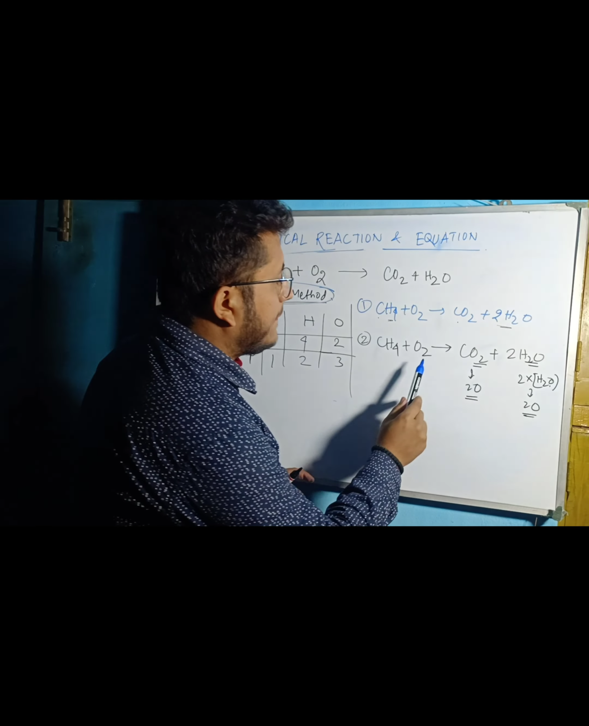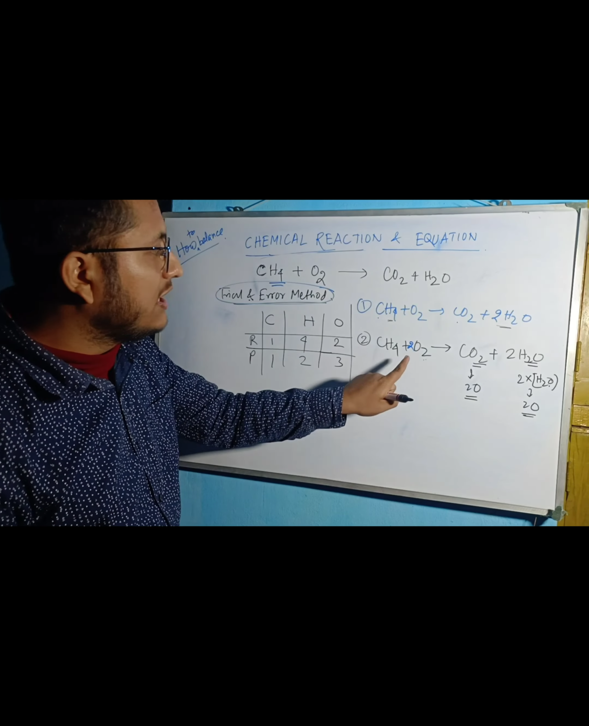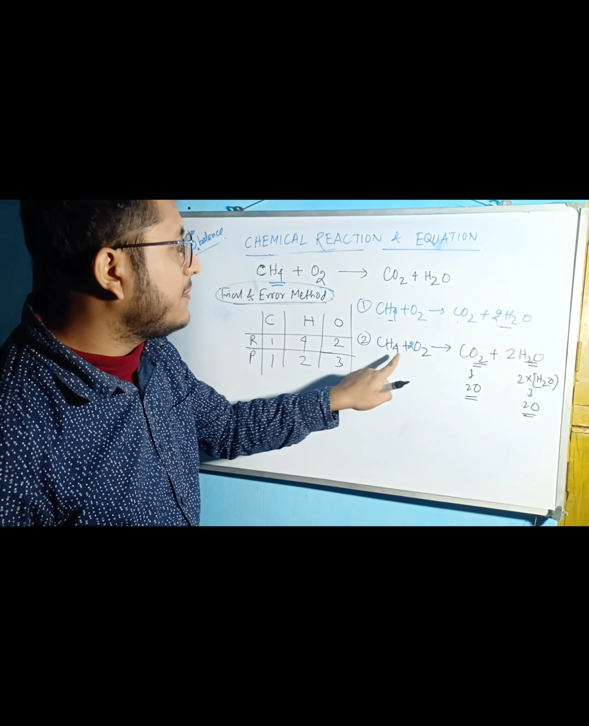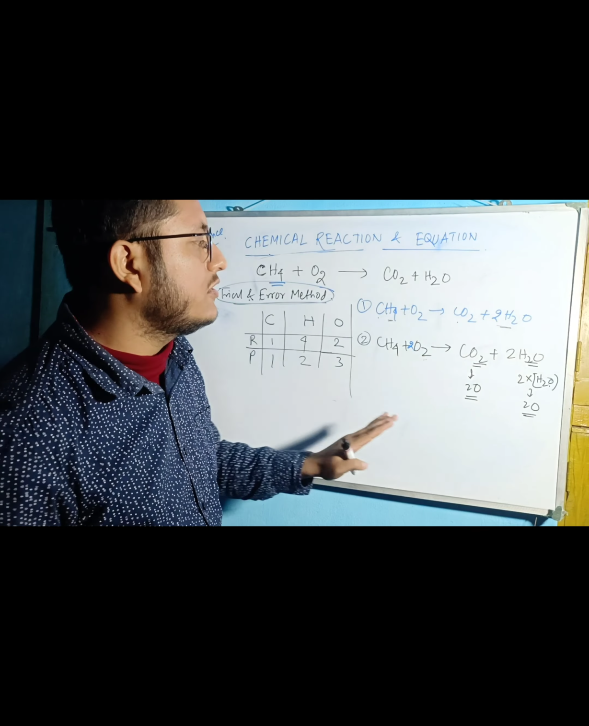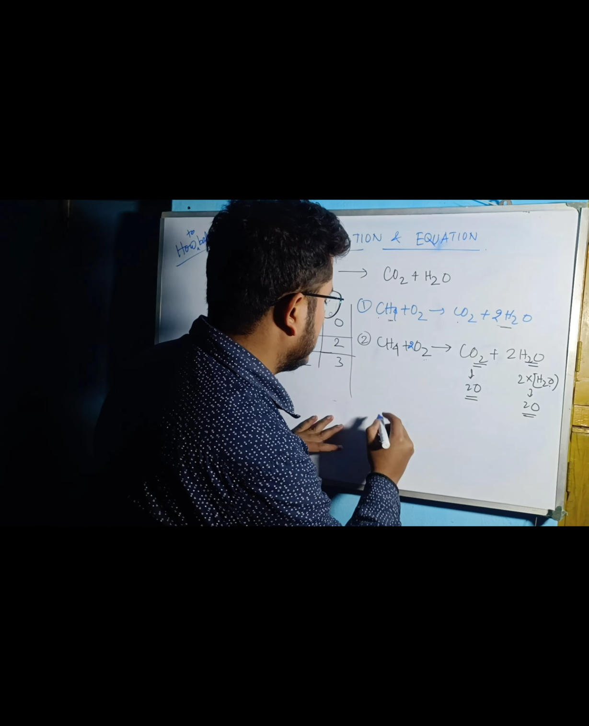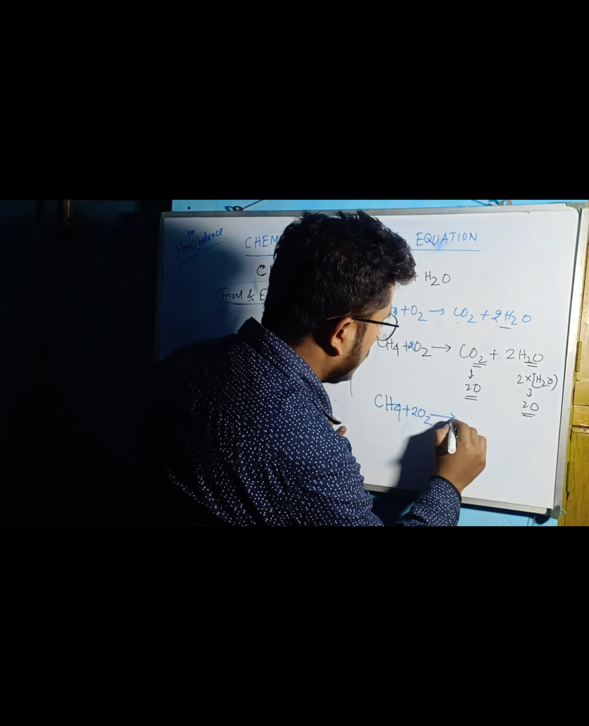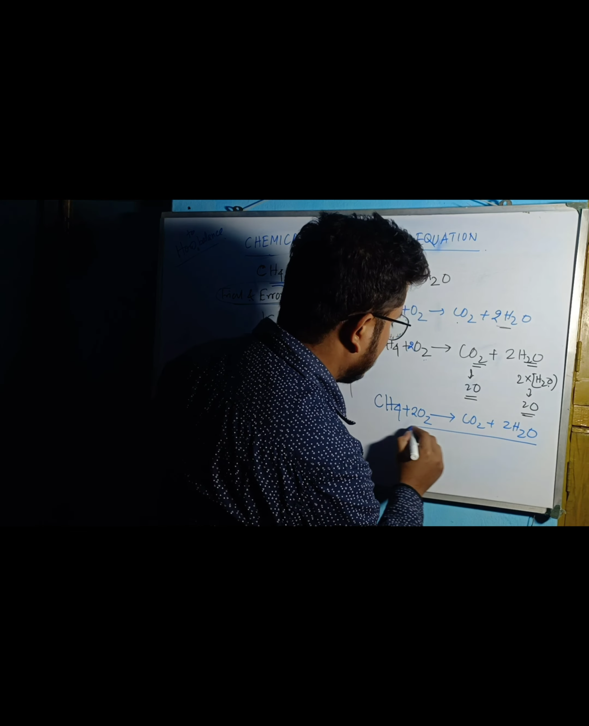But the number of oxygen on the left is 2, so just multiply with 2. So it will give 4 oxygen here. 2 here, 2 here, 4 here. Carbon is 1, hydrogen is 4. Now the reaction is balanced because CH4 plus 2O2 will give CO2 plus 2H2O.